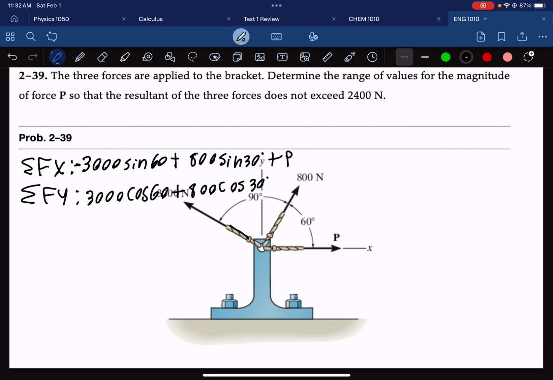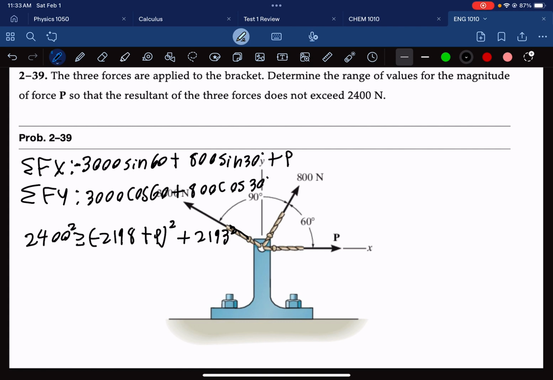So, we're going to add this up. So we just go, obviously, the force cannot exceed 2,400, so we'll go 2,400 squared is greater than or equal to, do these calculations out. It's going to be negative 2198 plus P squared plus our y, which is 3,000 cos 60 plus 800 cos 30. It's going to be 2193 squared.